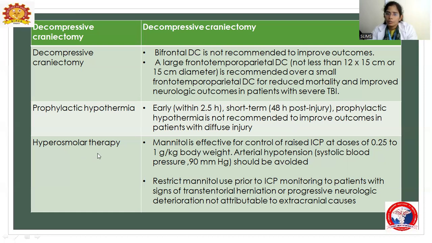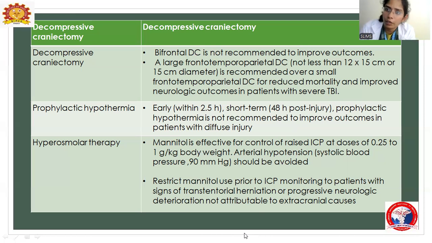What about hyperosmolar therapy? Mannitol is very highly effective for control of raised ICP. So what's the dose of mannitol? 0.25 to 1 gram per kg body weight. Arterial hypotension, that is systolic blood pressure less than 90 millimeters of mercury, should be avoided.